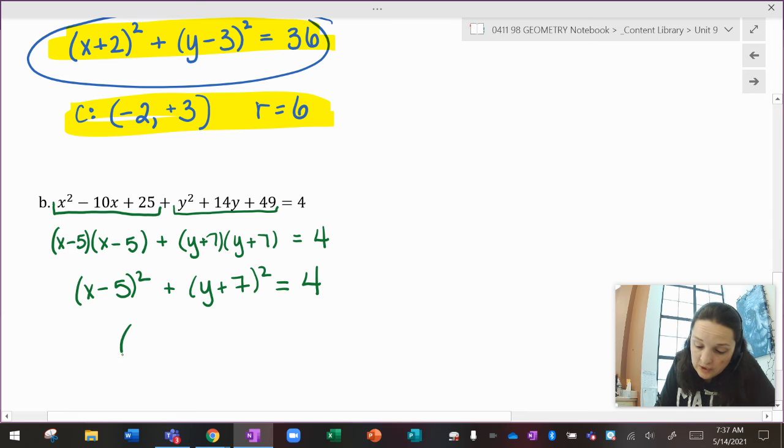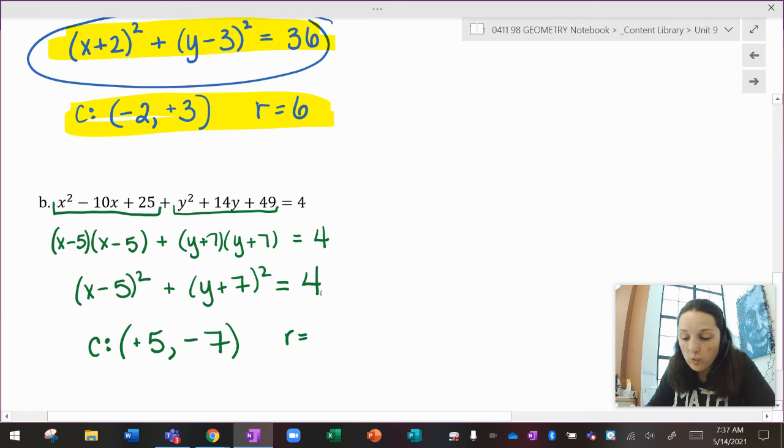Identify the center and the radius. So I'm going to take the opposite sign. X minus 5 means I have a +5 for my x coordinate, a -7 for my y coordinate, and the radius is the square root of 4, which is 2.